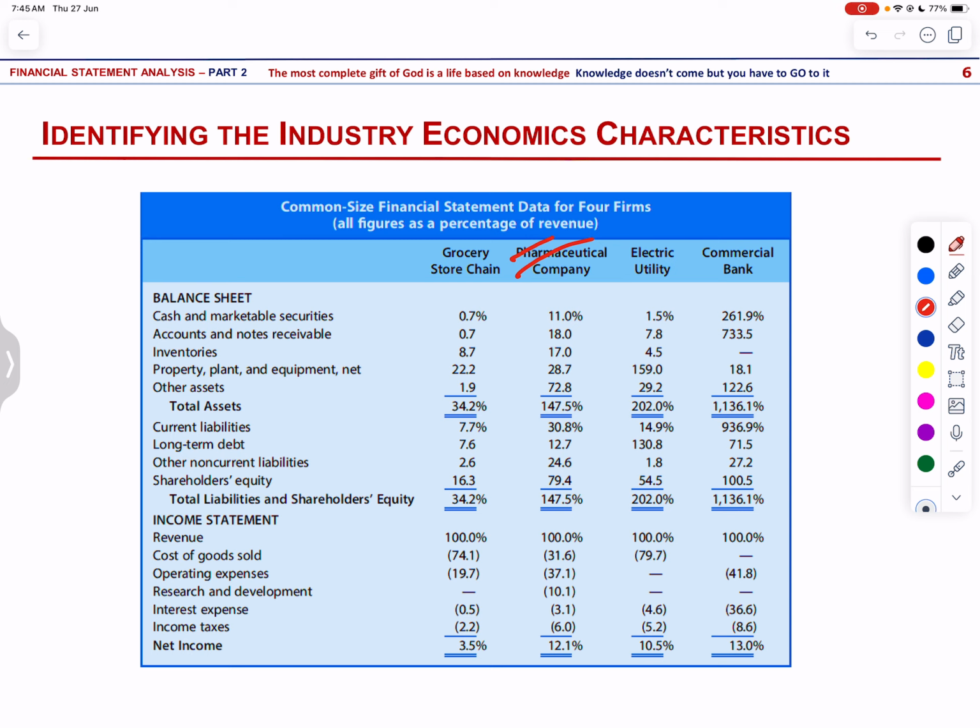Profit margins are higher than grocery stores. Pharmaceutical firms, you can see, have achieved a 12.1% profit margin. Risks include product liability and competition from superior drugs. Pharmaceutical firms tend to use less debt financing compared to industries like electric utilities and commercial banks due to business risk.